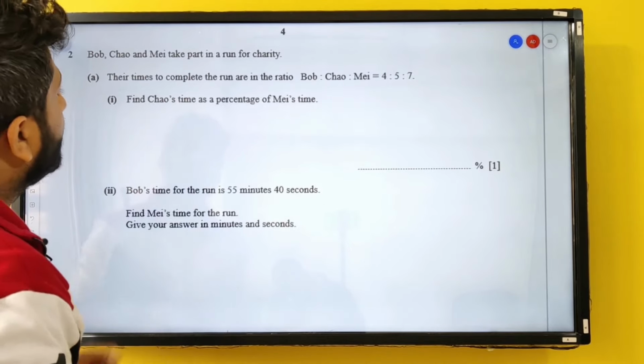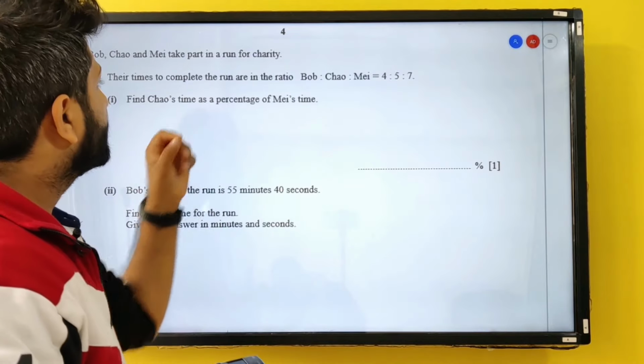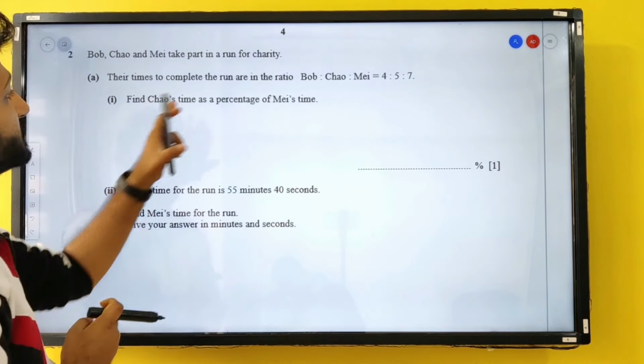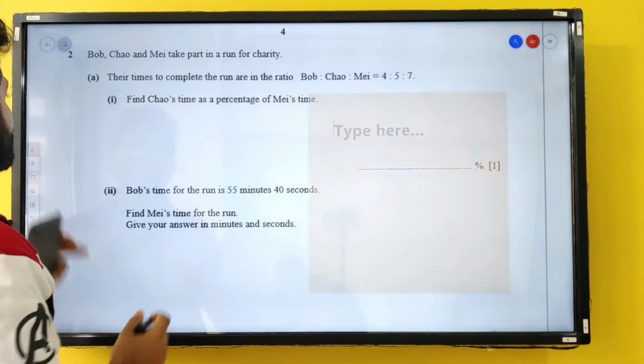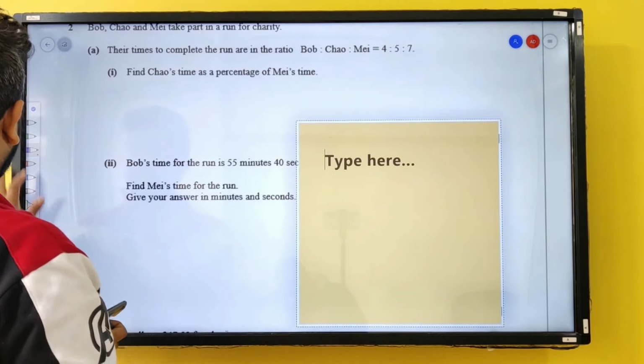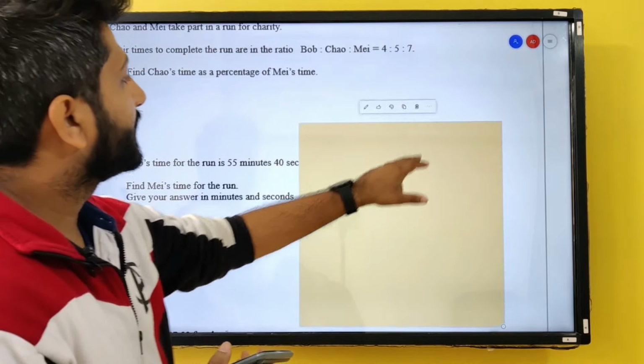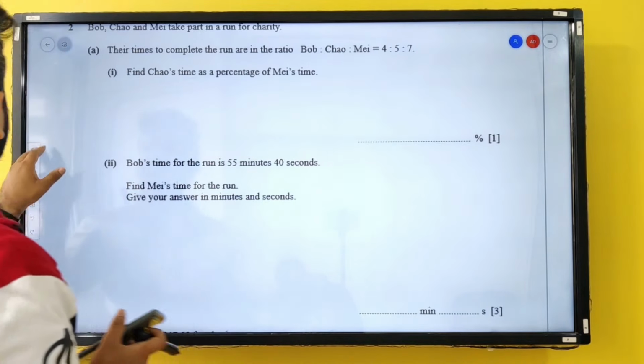Bob, Chow and Mai take part in a run for charity. Their times to complete the runs are in the ratio of 4:5:7. Calculate Chow's time as a percentage of Mai's time.